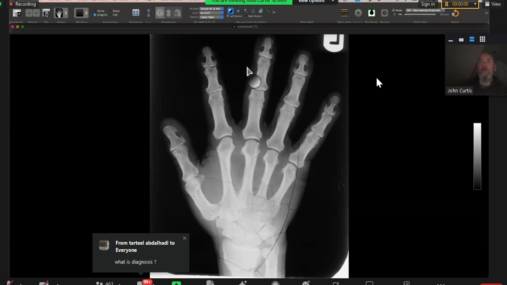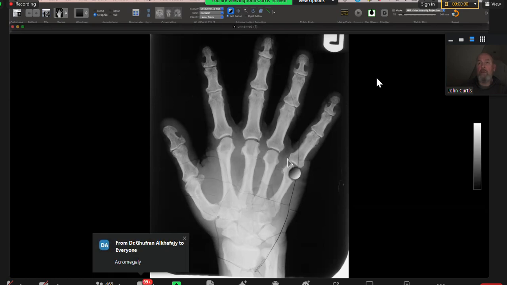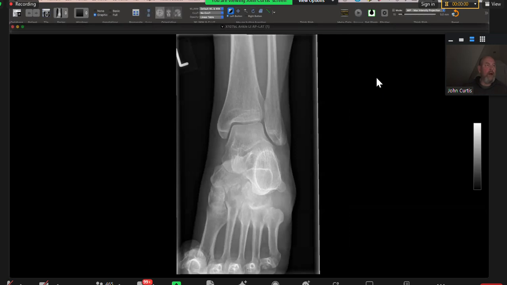So I just wanted to say that along the phalanges as well over here, they're shaped like spades. That's right. And note also that there's increased cartilage growth. Acromegaly will give you increased cartilage growth. Well done. And then this patient is complaining of ankle pain bilaterally.